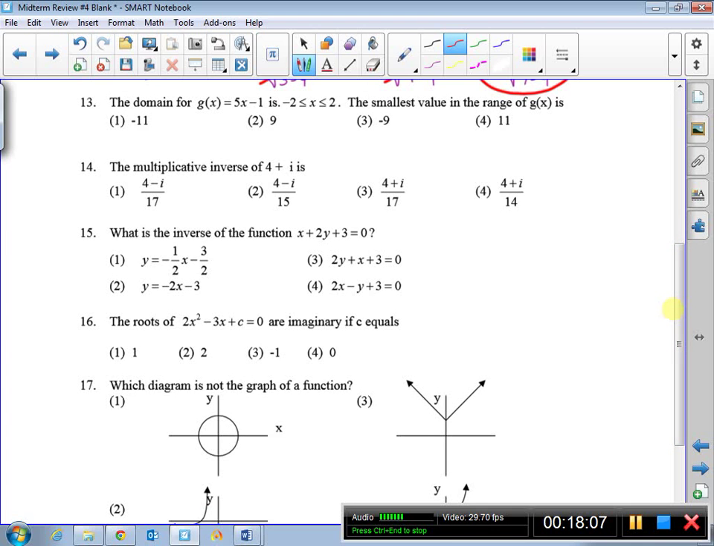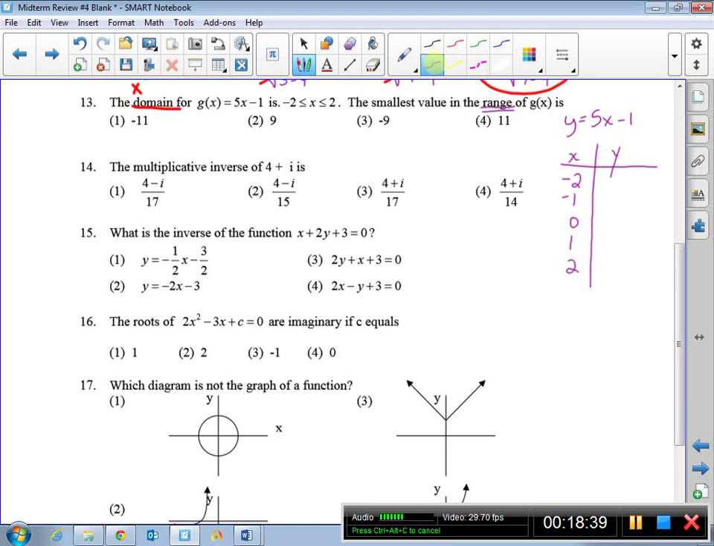Here's another domain question. So remember, they're asking us about the x values. Well, or they're giving us information about the x values, because I see range over here as well. The domain for g of x equals 5x minus 1 is negative 2 to 2. All right, so they're telling us for 5x minus 1, we are only going to use x's that range from negative 2 to 2.